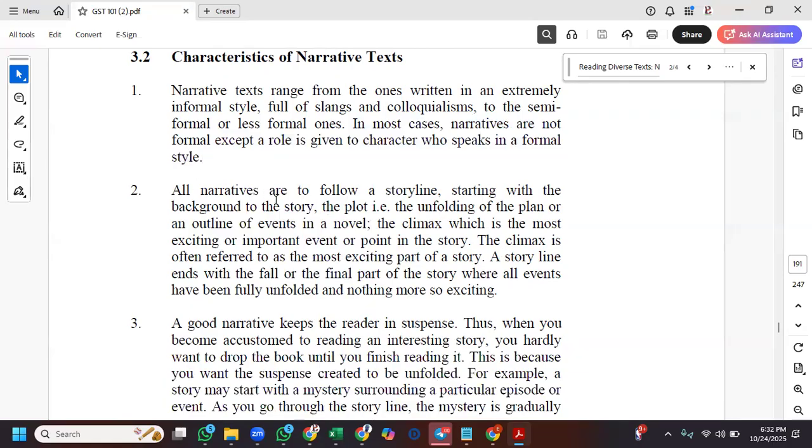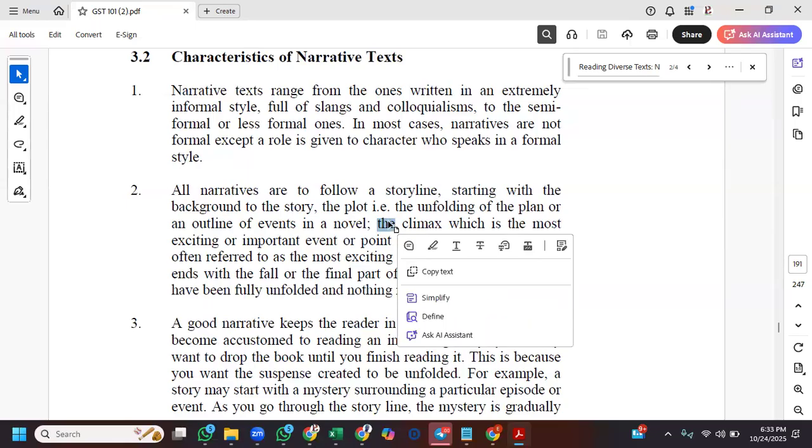So all narratives are to follow a storyline, starting with the background to the story, the plot, that is the unfolding of the plan or an outline of events in a novel, and the climax, which is the most exciting or important event or point in the story. This is a question in the exam. They will tell you that the most interesting point in the story or the most exciting point in the story is the dash. They will now put some options.